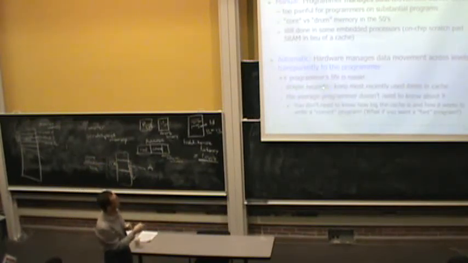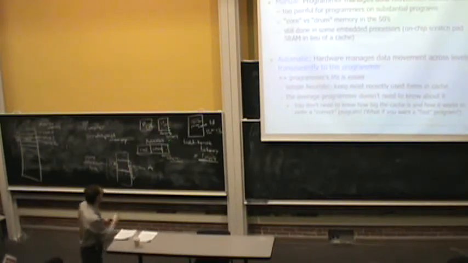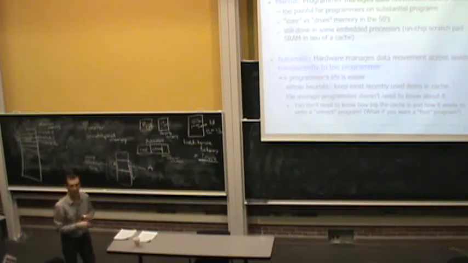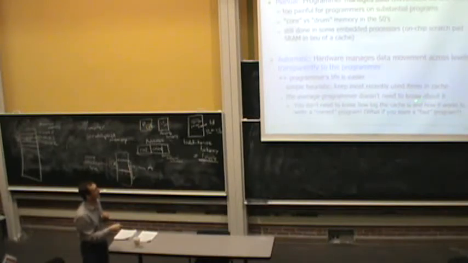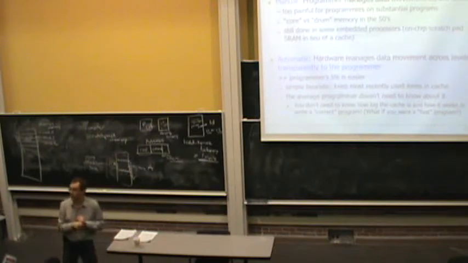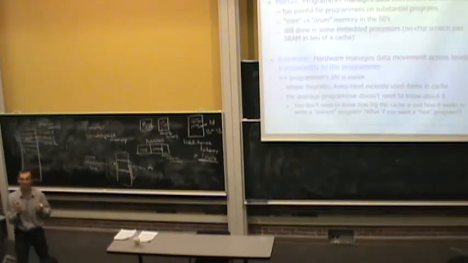So usually you use a simple heuristic. Keep most recently used items in the cache. And we will see if that's a good heuristic soon. We'll see other ways of managing the cache. And the average programmer doesn't need to know about it. But if you want to optimize your program, you may want to know about how this management is done.